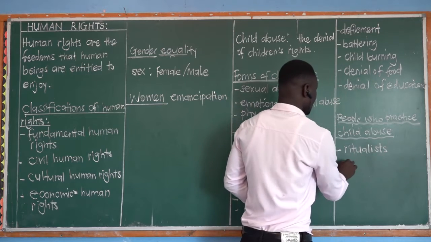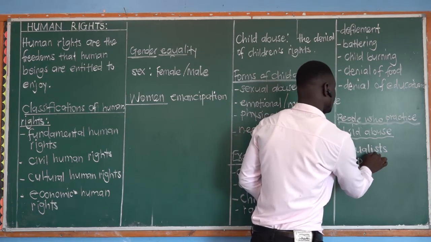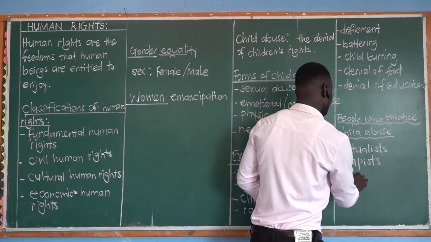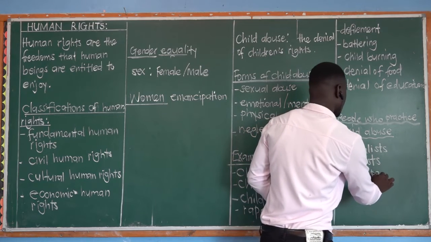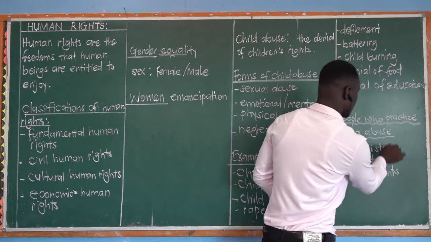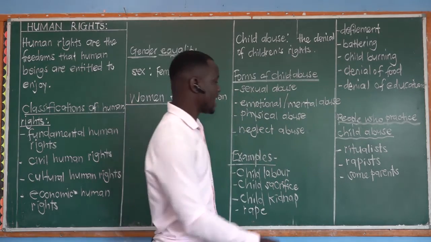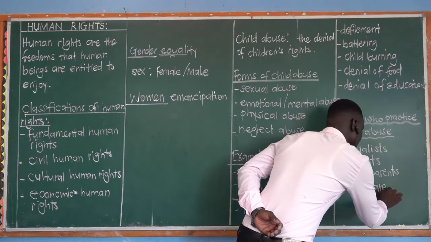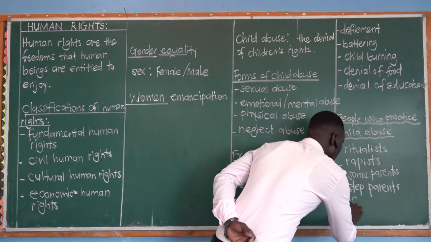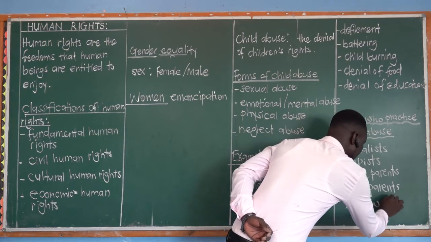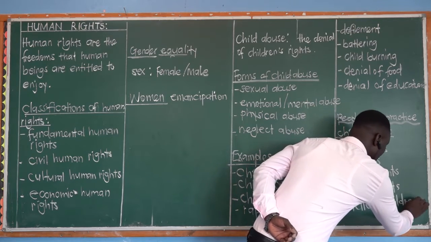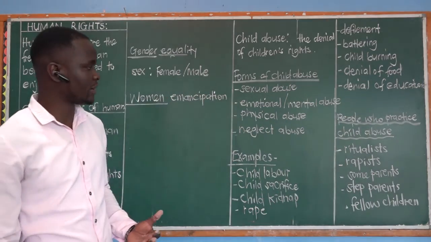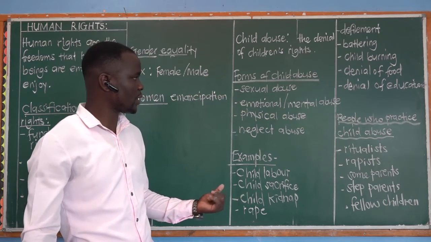Then we have the rapists. We shall have some parents, biological parents. Biological parents can also, and then we have step parents. And then we also have fellow children violating the rights of their colleagues. Fellow children can also perform child abuse, which will be bad.